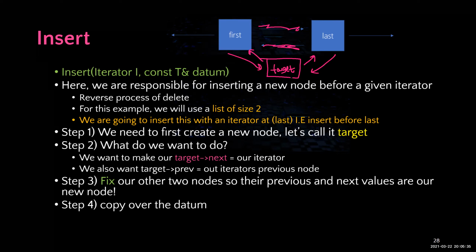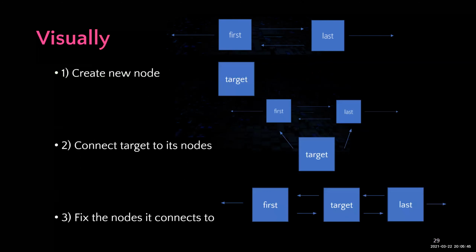We then want to update our pointers, fix the pointers like this, and then copy over the data that's passed in. So visually, and I think this one's a lot easier to understand visually, we have our list like this. We first create our node. So right here, we have 2 nodes that are connected. We have first and last that are connected for a list of size 2. So let's make that clear. Size is 2 in this case. We first create our new node like this. Our second step is to have target's previous point to first and target's next to point to last. So what's the pattern here?